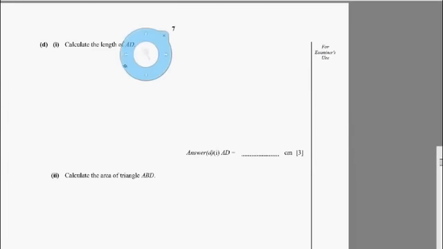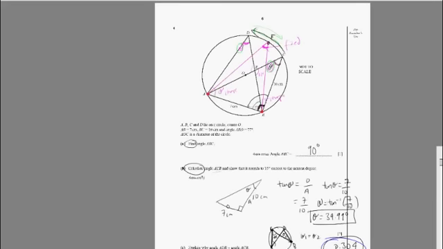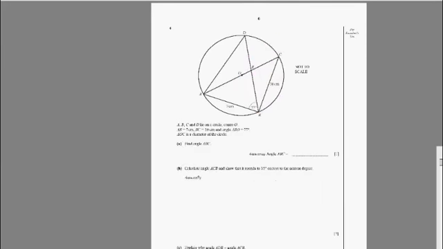So now we're going to calculate length AD. I'm going to refer back to the original diagram and clean it up, and we're going to see how we can do this. It is a 3-mark part. Notice that it says calculate. If it says calculate, you got to do the math. So I'm going to erase the previous one. Okay, I'm just going to go with a fresh one.